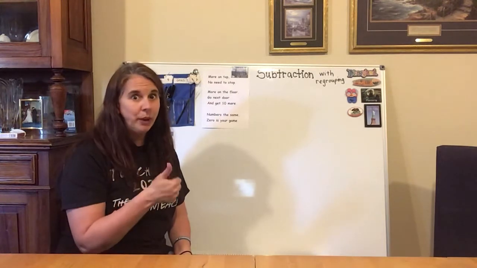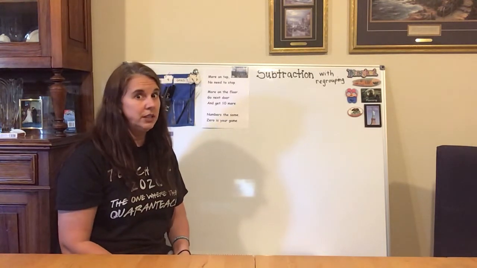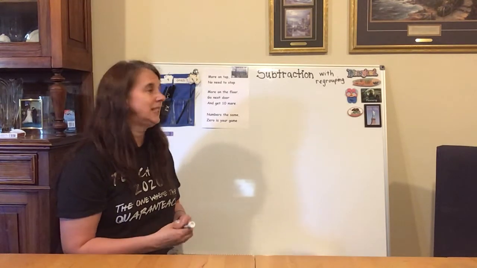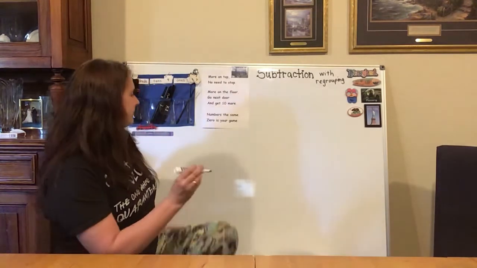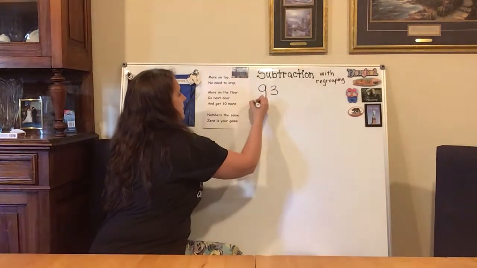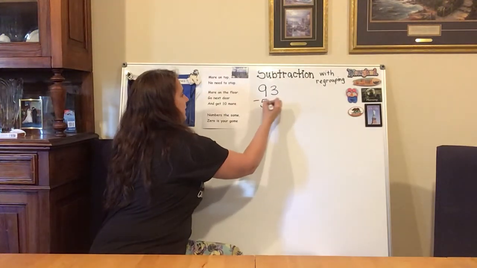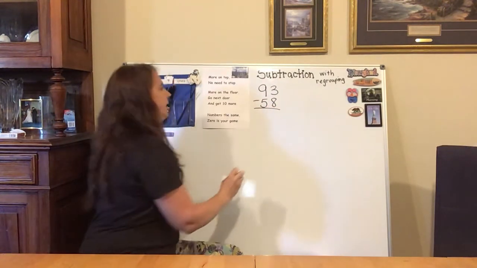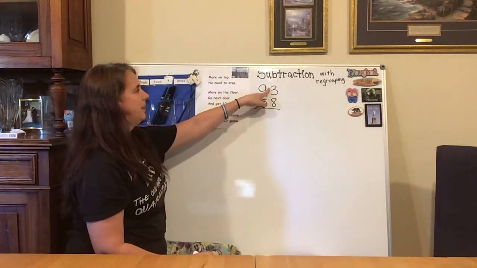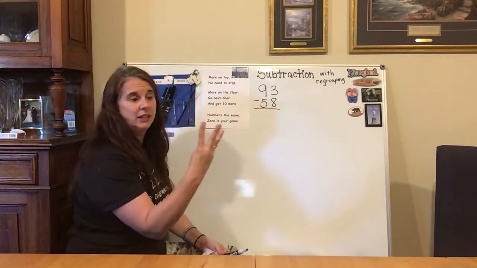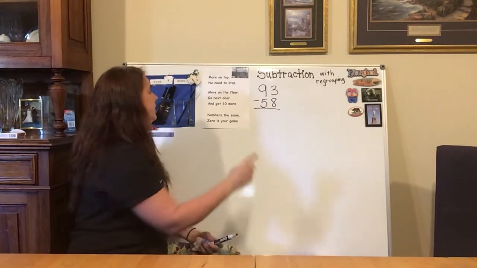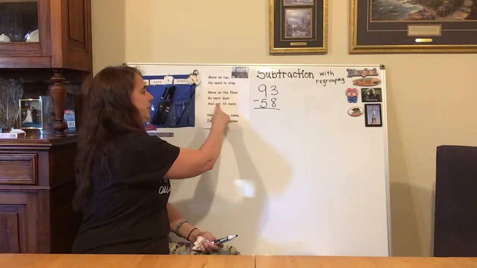All right, so really practice those math facts. You really need to know your addition and your subtraction math facts. Remember our fact families. All right, so here we go. We're going to have 93 take away 58. Now, if there's more on the top, we don't need to stop, but there's not. There's only 3. Can we take 8 away when we only have 3? No. So more on the floor, we need to go next door and get 10 more.